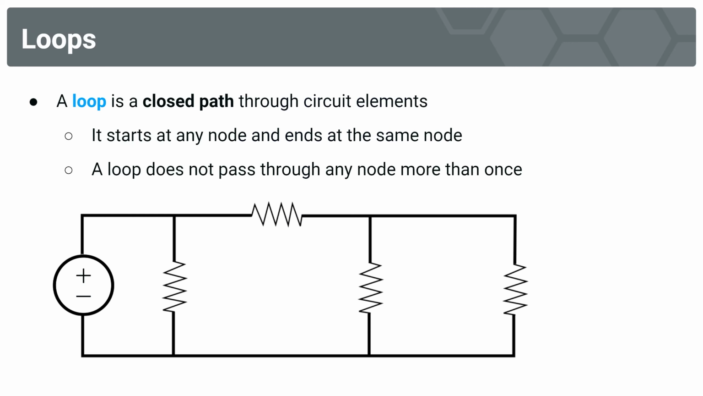All right, moving on. We've talked about branches, we've talked about nodes, and that third concept to wrap up our discussion of circuit topology is going to be loops. Now, a loop is a closed path through our circuit elements. A loop starts at any node and it must end at the same node. That is what a closed path is. Now, as a second rule, the loop cannot pass through any node more than once.